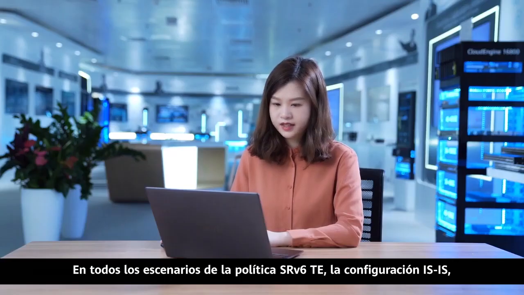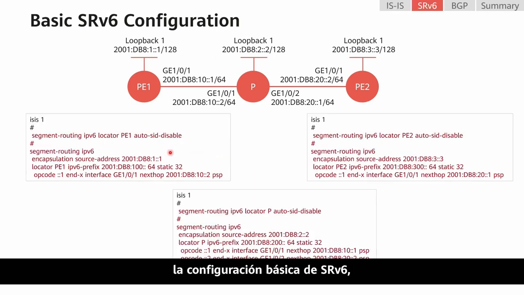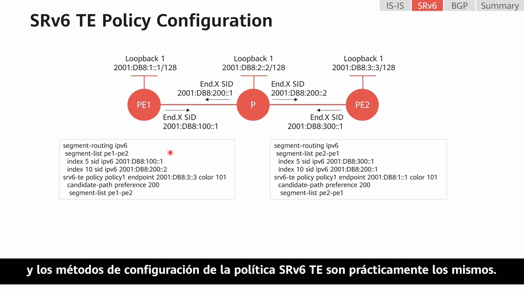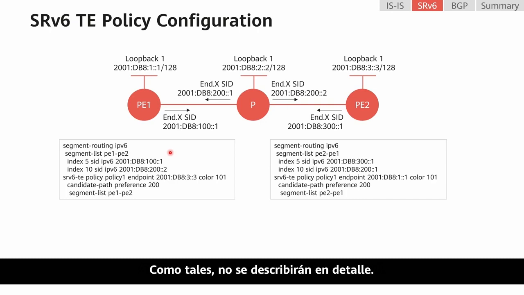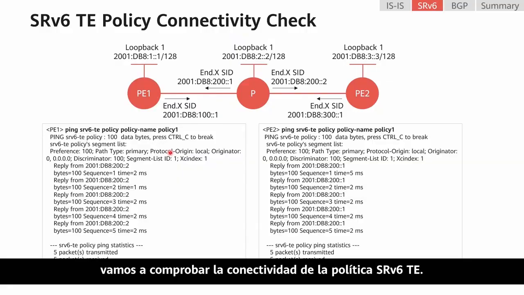In all SRv6 TE policy scenarios, IS-IS configuration, basic SRv6 configuration, and SRv6 TE policy configuration methods are practically the same. As such, they will not be described in detail. After configuring IS-IS and SRv6, let's check the SRv6 TE policy connectivity. If the connectivity is normal, we can then configure BGP.